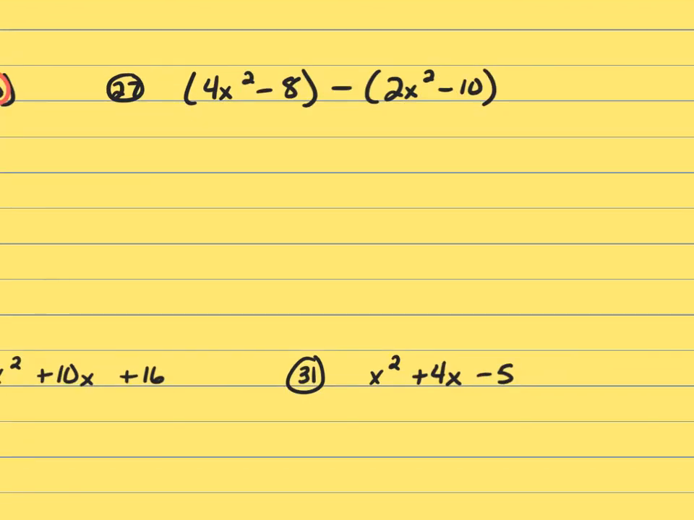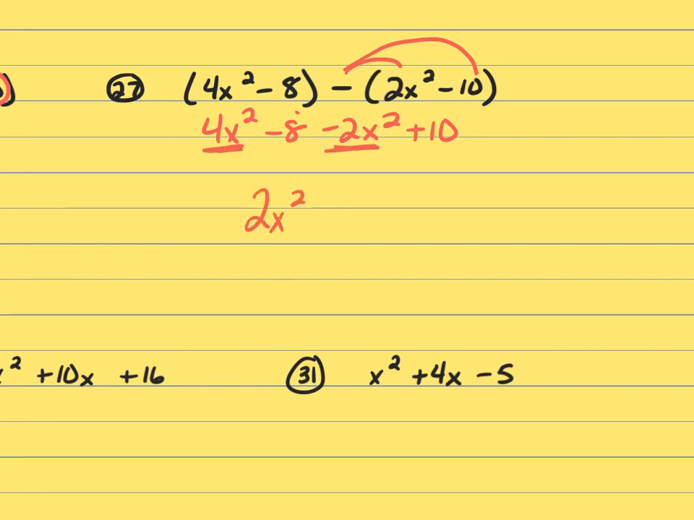Number 27, now we are subtracting binomials, and I always like to distribute my negative symbol before I do anything. So I'm going to bring down my 4x squared minus 8. Negative times 2x squared is negative 2x squared, and negative times negative 10 is positive 10. And now it's just combining like terms. 4x squared minus 2x squared is 2x squared, and negative 8 and a positive 10 combine to give me a positive 2.